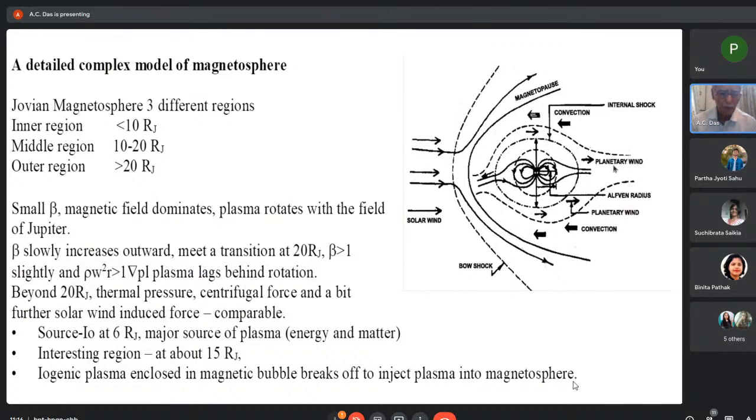Okay. So that is what is written, that iogenic plasma enclosed in the magnetic bubble breaks off to inject plasma into the magnetosphere. So one part of the plasma goes out, and the other, the buoyant magnetic flux, which is buoyant because it is less dense, can come inside. So that is an exchange of plasma across the boundary, as I've said several times.